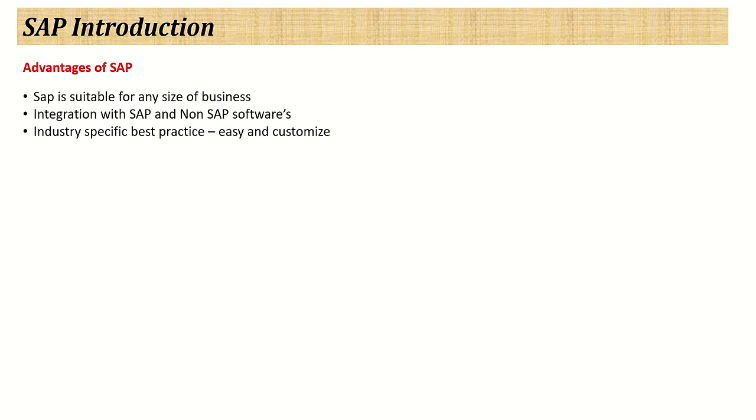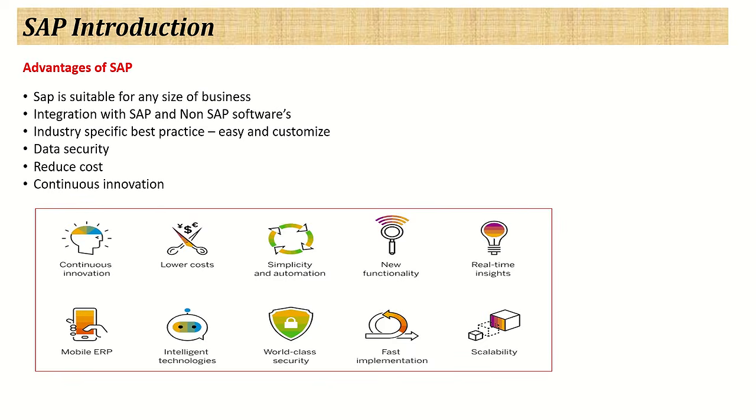Next, industry best practice. SAP, with their highly qualified team, creates best practices based on industries, such as how the business should work in manufacturing, and how the business process should work in a pharmaceutical company. They make best practice documents, which make it easy to customize to meet the business requirement. Along with that, we have high level data security, and if used in a proper way, we can reduce the cost while using the SAP software.